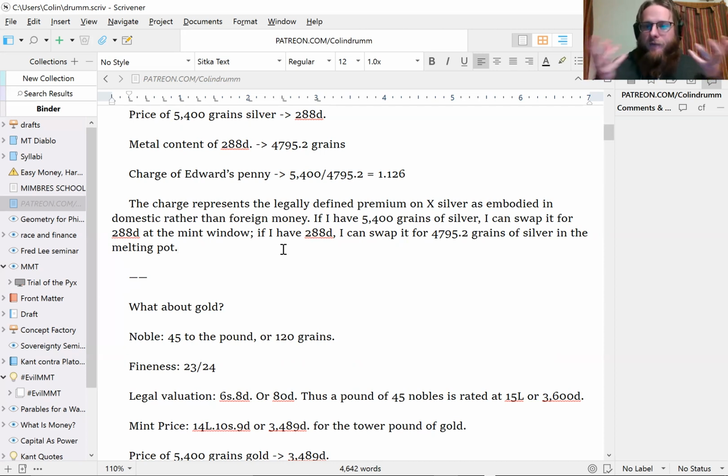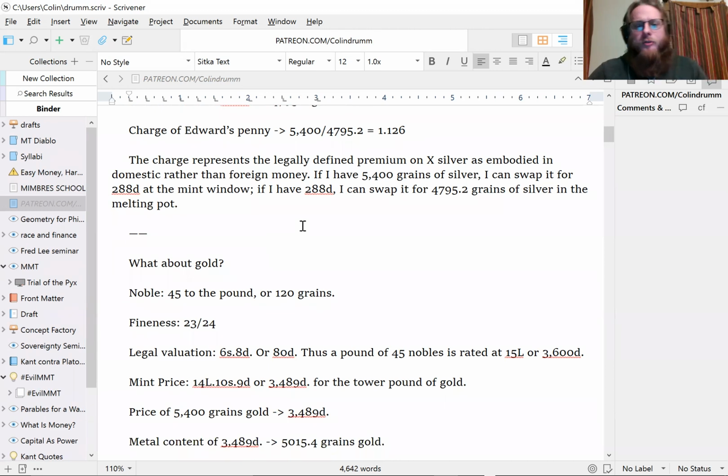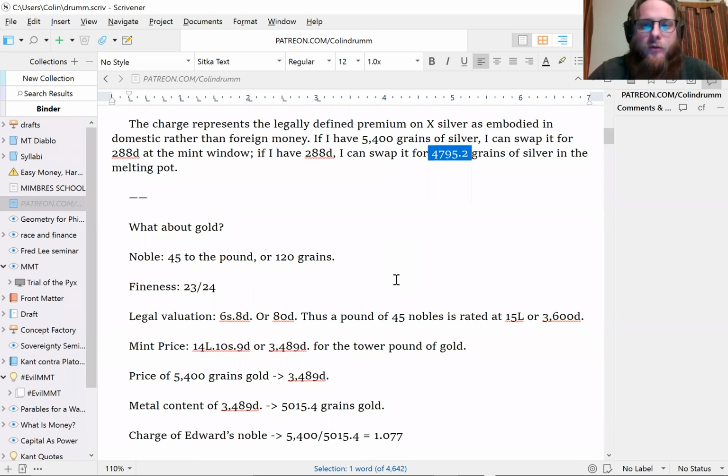And we know this because if you took that silver in the Flemish coins and minted it in order to transform it into English coins, that number is the size. So that's how much silver you'd lose. You'd have less silver. So that is the charge of the silver coin, and let's note that it's a pure number. It doesn't have any units, so it's a percentage of overvaluation. All the units cancel out when we construct that number. Okay. So to reiterate, if I have 5,400 grains of silver, I can swap it for 288 pence. And if I have 288 pence, then I can swap it for 4795.2 grains of silver in the melting pot. I have both. Those are the two options that are being created.